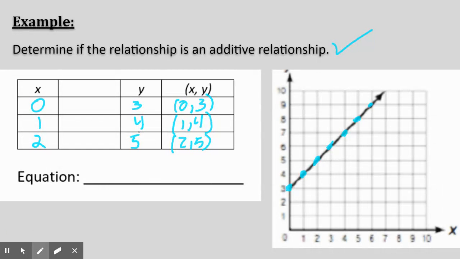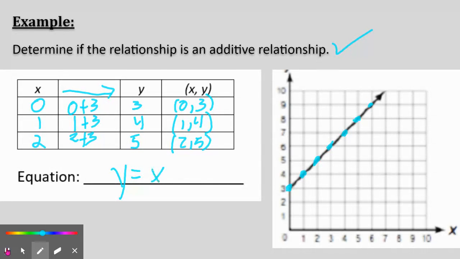So now I need to figure out my pattern. Well, to get from 0 to 3 using either addition or subtraction, I'm going to add 3. To get from 1 to 4, I'm going to add 3, and same thing here. So my rule is plus 3, therefore my equation is y equals x plus 3.